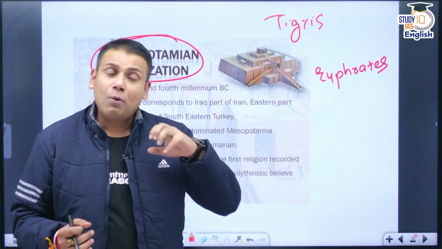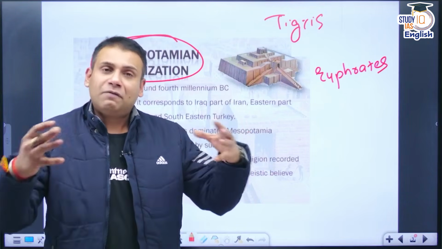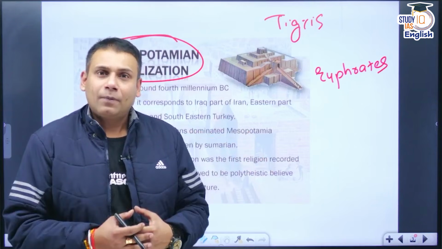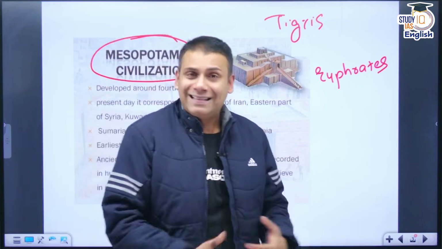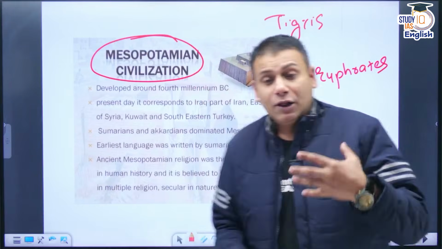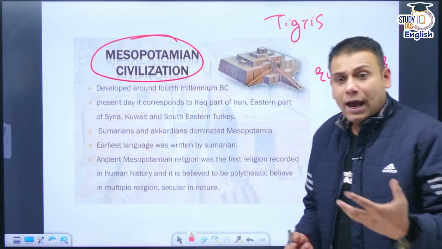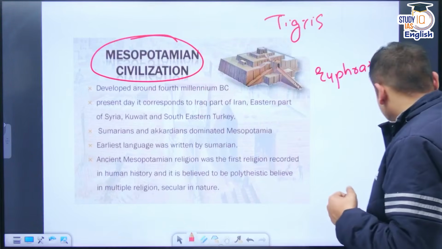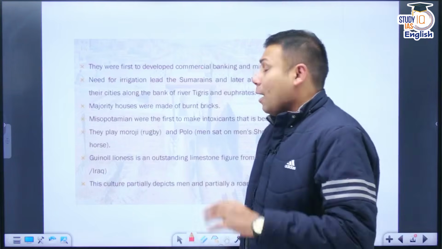Sumerians were the first to develop the spoken language of the world. They were the first to develop religion. They were the first to develop coins. It is believed that they also developed different sports. And what kind of sports did they develop? They developed sports like Major.